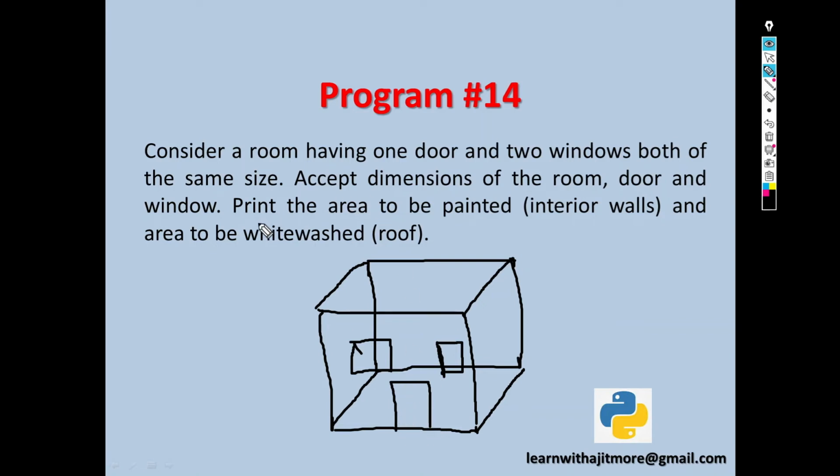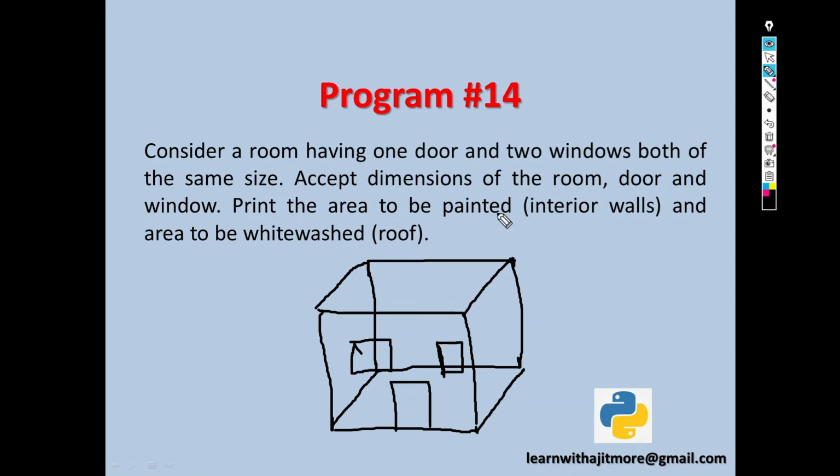Now we have to find out the area to be painted, and the area to be whitewashed. Whitewash means the roof. The roof is to be whitewashed and these 4 walls are to be painted. So we have to paint these 4 walls.